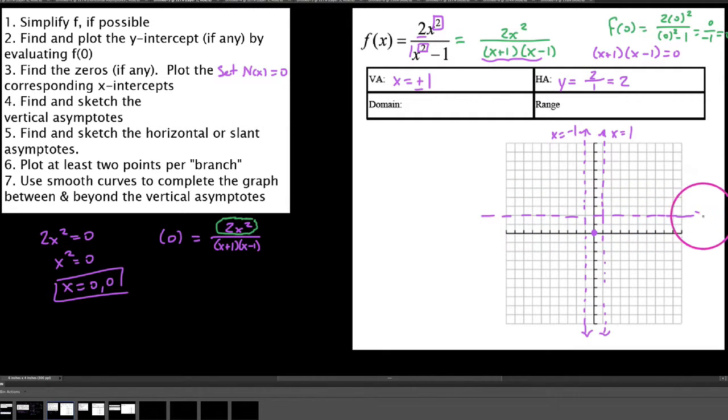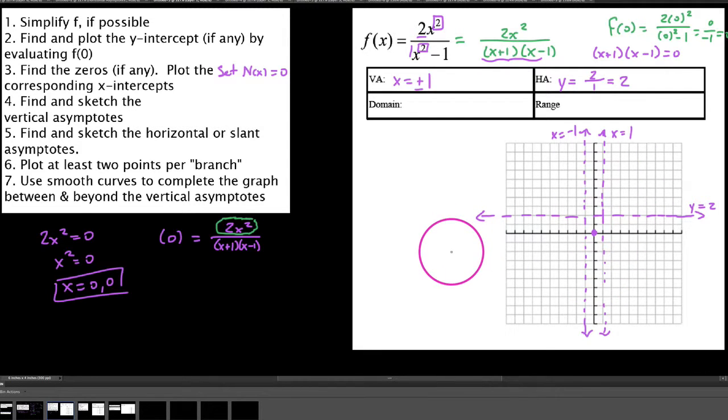Okay, and this will be that line that our graph tends to get closer and closer to out on the left and right side of the graph. So keep in mind, we found our y-intercept and our x-intercepts. Now we've found our vertical and horizontal asymptotes. The next step is to plot at least 2 points per branch. And that's what we call the parts of this graph here.